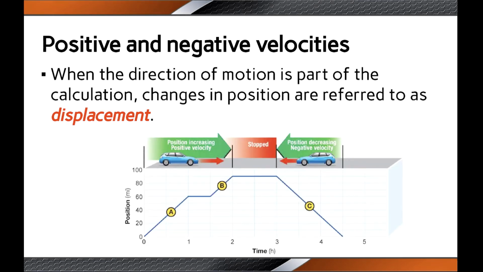Here, when the direction of motion is part of the calculation, changes in the position are referred to as displacement. Remember, displacement: how far are you from your originating position? So let's break this little diagram down right here. First off, we have a constant speed right here. And we know that this object, this car, has traveled 60 kilometers. I'm going to write down 60 so I know. It's traveled 60 kilometers during that time frame of 1 hour.